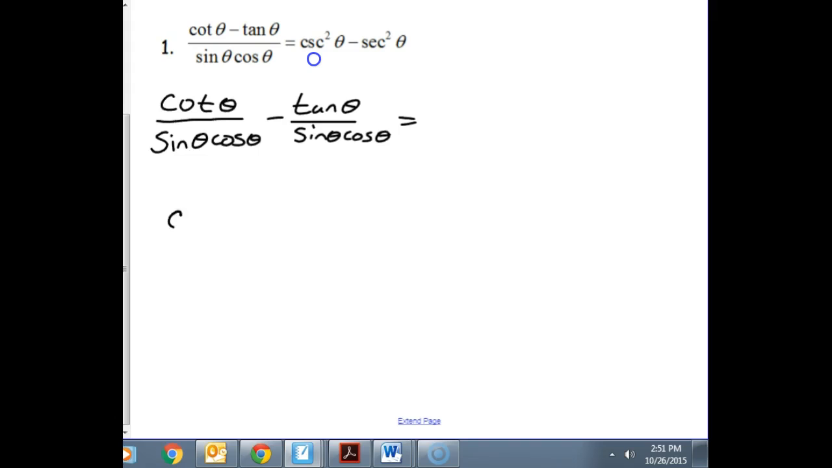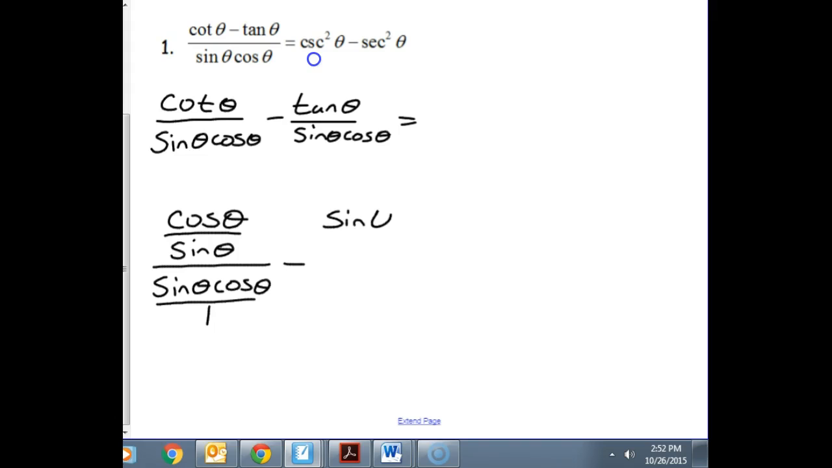Okay, so that gives me cosine of theta over sine of theta divided by sine of theta cosine of theta. Now I'm going to go ahead and put over 1, a little foreshadowing for you, minus sine of theta over cosine of theta divided by sine of theta cosine of theta divided by 1. Okay? So how do you divide fractions? You flip the second and multiply, right?